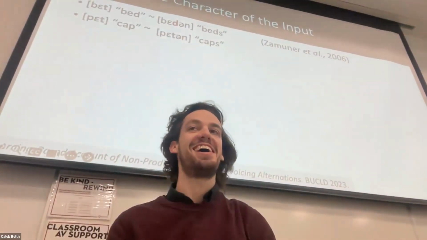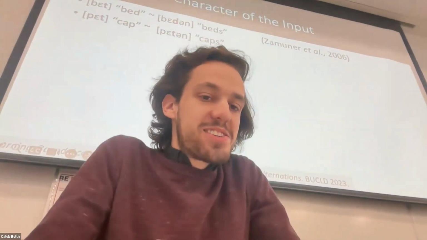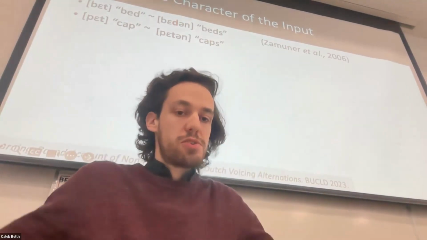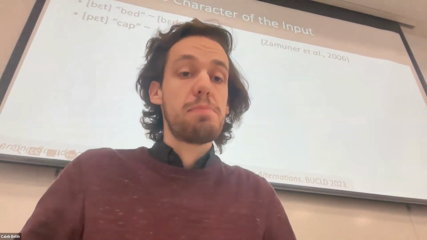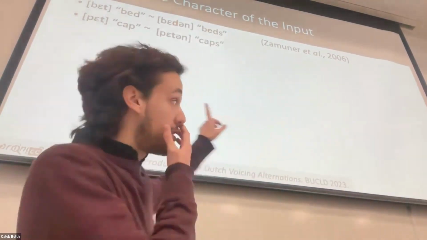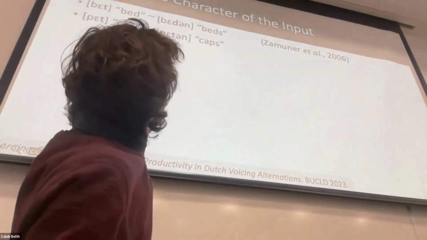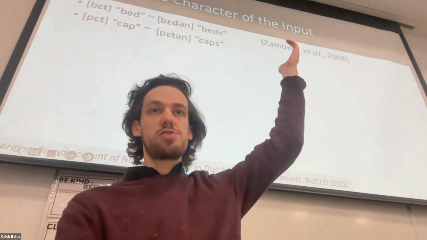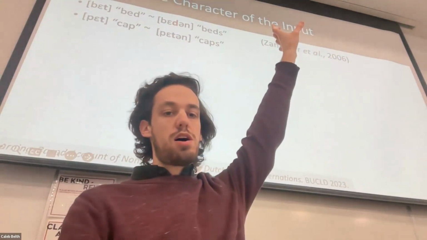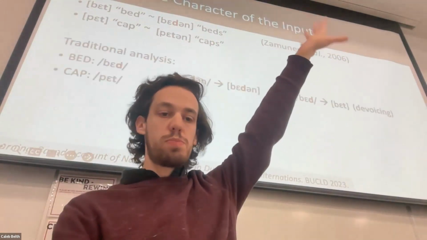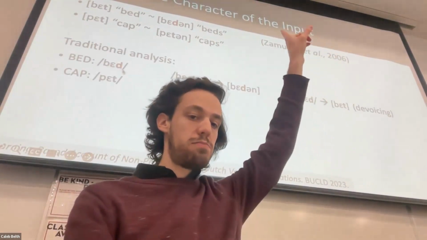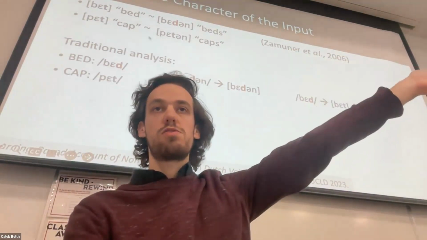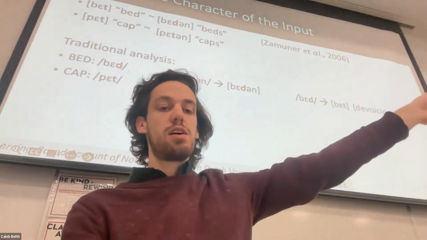Okay, now the fun case, Dutch. All right, so I'm going to go over the input for Dutch like I did for Turkish. We've been talking about this the whole talk, so some of it will be review. But we've got here this alternation between, in some paradigms like bed, beds, we have bet, bedden, and then other paradigms we don't see the alternation, like pet, petten. So a traditional analysis would be that the underlying form of bed is bed and cap is pet. Pet then trivially leads to the singular and plural forms that are attested.